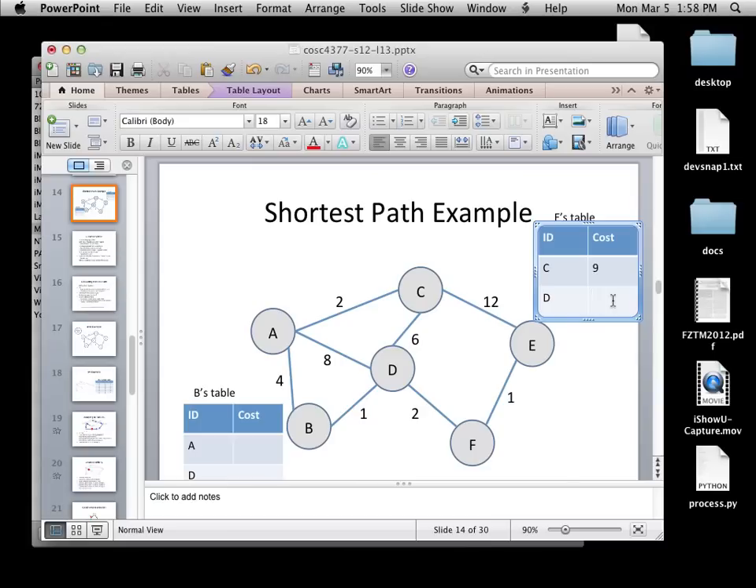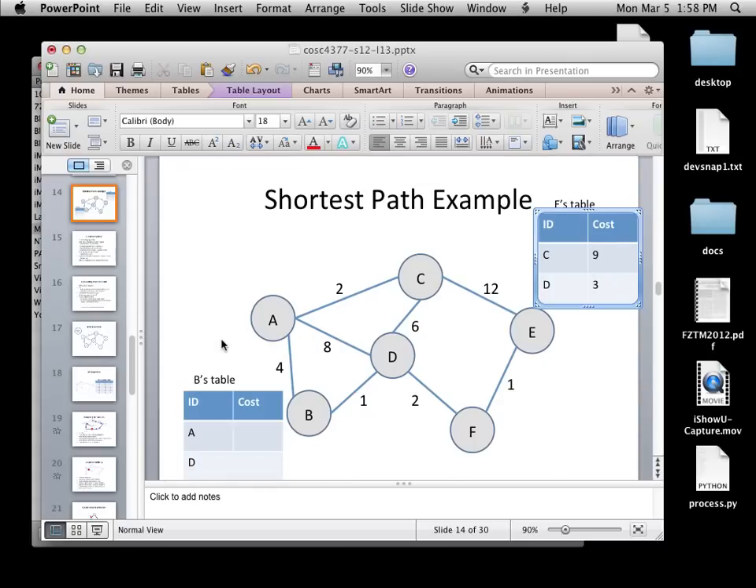EFD. And what's the cost of that path, EFD? 3. It's 1 plus 2. Okay, 3. Let's look at B's table.